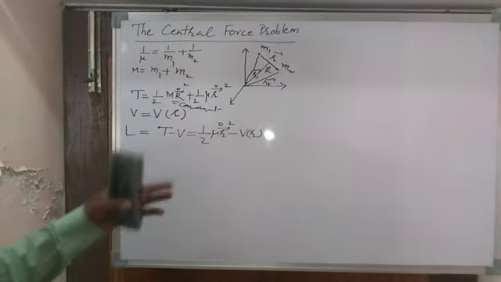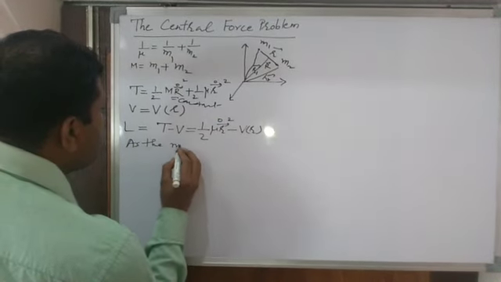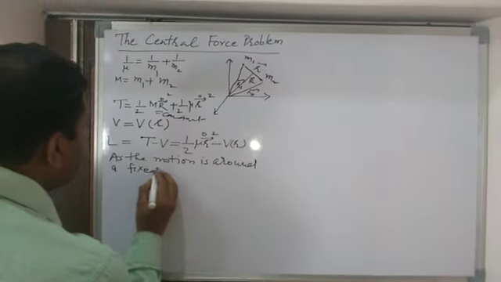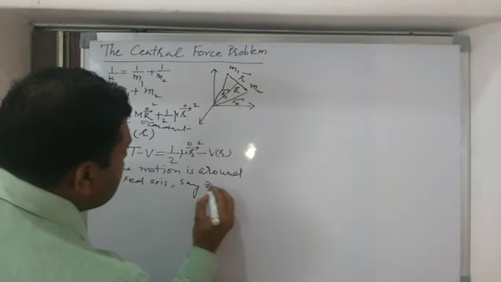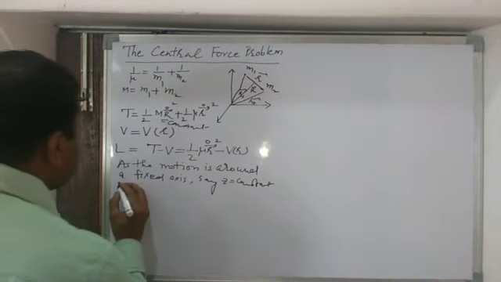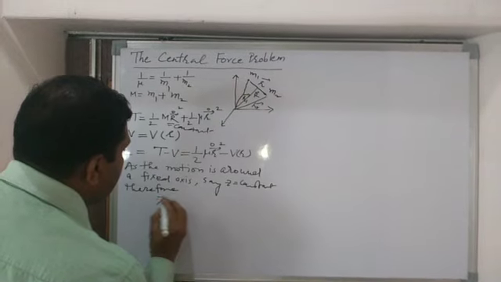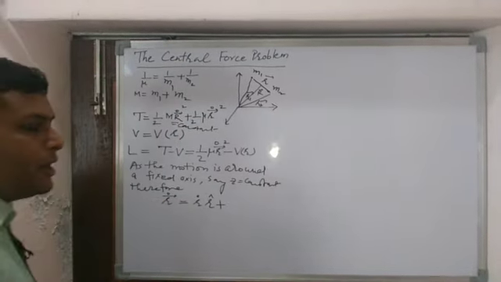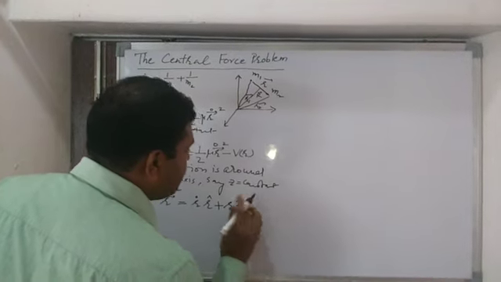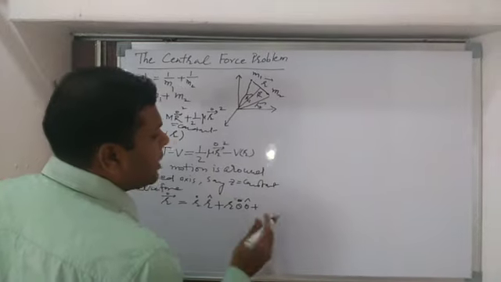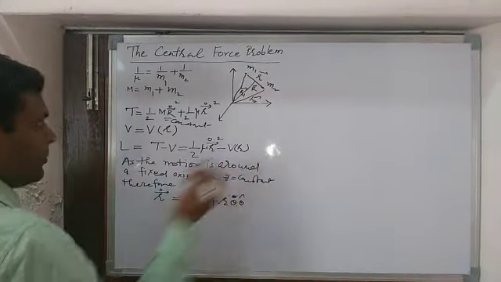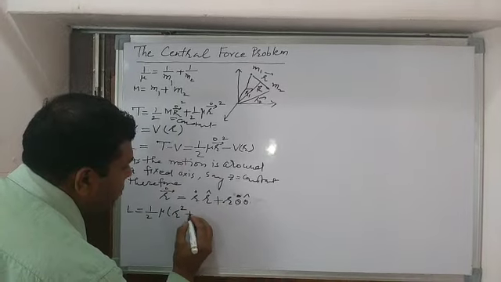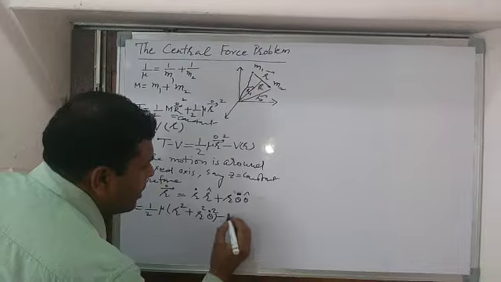Okay, and now as we have seen, the motion is around a fixed axis, say z is equal to constant. Therefore your r dot vector is going to be r dot r hat, so it will have a radial velocity and a transverse velocity along the transverse direction, and the z component is going to be 0. If you plug these values into the above equation, we will get the Lagrangian: half mu r dot squared plus half mu r squared theta dot squared minus V of r.